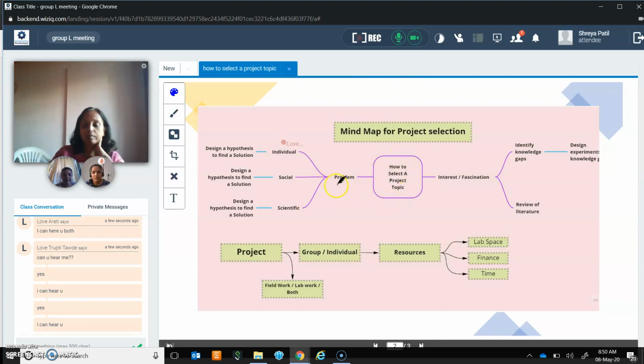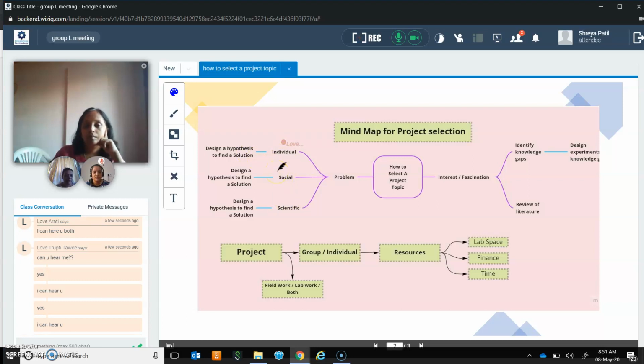First, they can find out what problems they are facing. It can be an individual or personal problem, or a social problem, or a scientific problem. Of course these three layers can overlap. There could be an individual problem which is also social and scientific, or a social problem which can also be individual and scientific. But once they identify the problem, they have to design the hypothesis to find the solution to that particular problem.